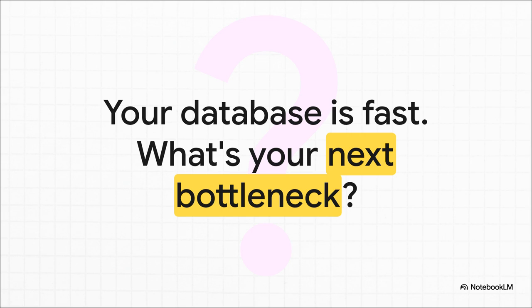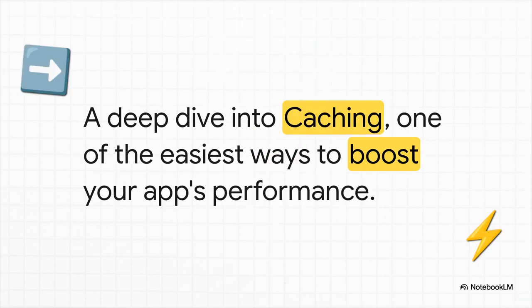So, that leaves us with one final thought to chew on. Once you've solved your database problem and everything is running lightning fast, where's the next problem going to pop up? Because in any growing system, believe me, there is always a next bottleneck. And on that note, we're going to explore one of the best ways to fight those bottlenecks in our next explainer. We're going to do a deep dive into caching and show you how it might just be the easiest way to give your app a massive performance boost.